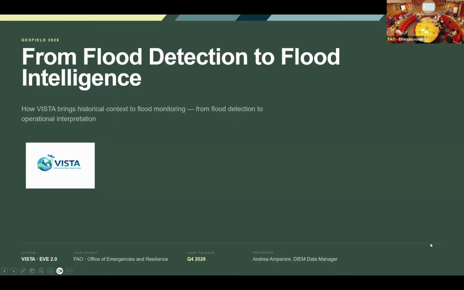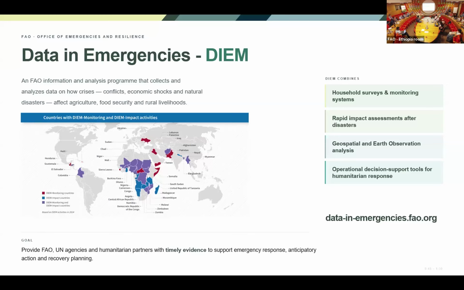So in the next few minutes, I will describe our ongoing efforts in, let's say, transitioning from simple flood detection to a deeper, we call it, flood intelligence. So it's a slightly different topic compared with other presentations, but with Ana Paola, we recently discussed potential linkages and, let's say, areas of cross-pollination. Before we jump into the topic, just a few words on the context.